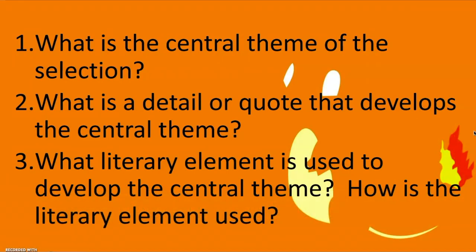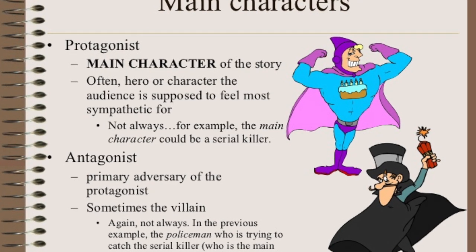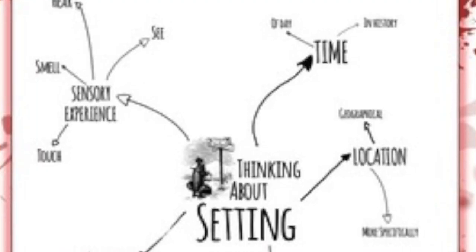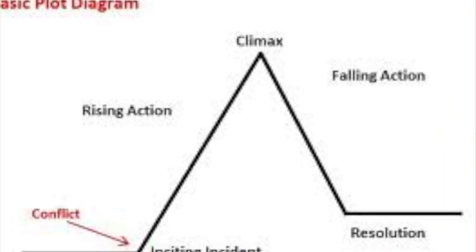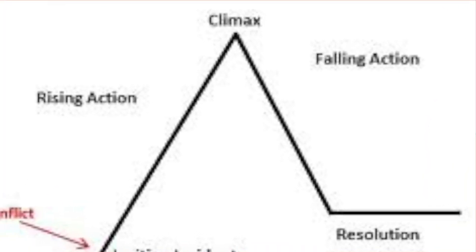Lastly, I want to know what literary element is used to develop the central theme, and how is this literary element used? Basically, you're kind of explaining how does your quote show a literary element developing this theme. It's an explanation. Now real quick, when I say literary elements, I mean the big things that every story needs. Character, setting, plot, the things we spent the last few lessons on. Is it the character that best develops your theme? Is it place that develops the theme? Or is it the stuff that happens, the plot, the conflict that best develops the theme?